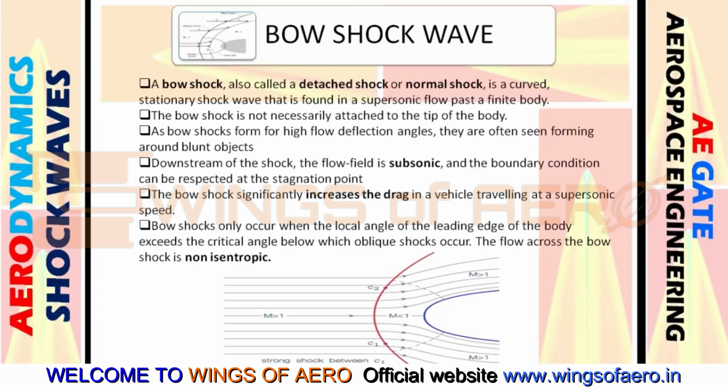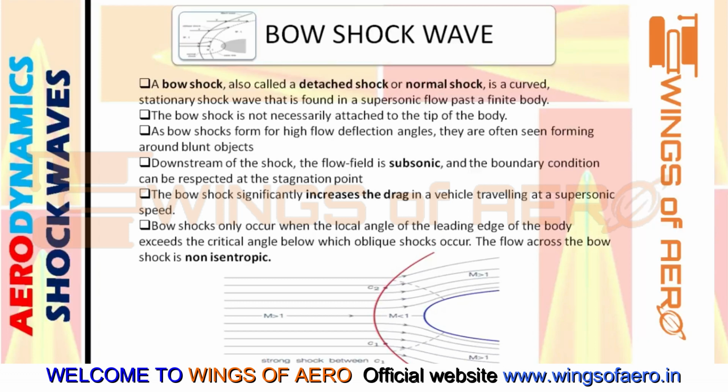So when this blunt body is traveling in a supersonic flow, or a Mach number greater than 1, a very good example is a commercial aircraft like Airbus or Boeing. These are flying in a supersonic flow, just like a fighter aircraft. So what happens if such a flight tries to fly at a Mach number more than 1.2 or 2? A shock wave forms, which is curved in nature.